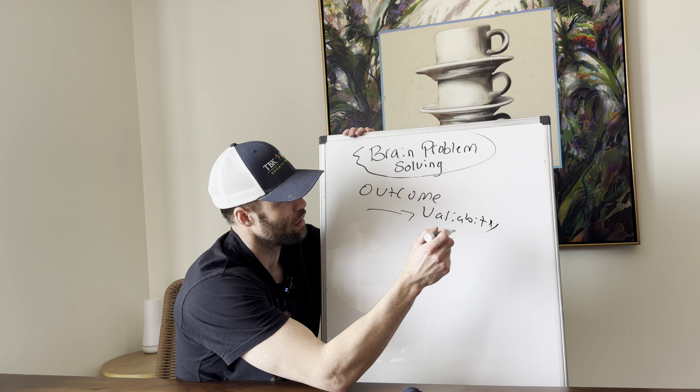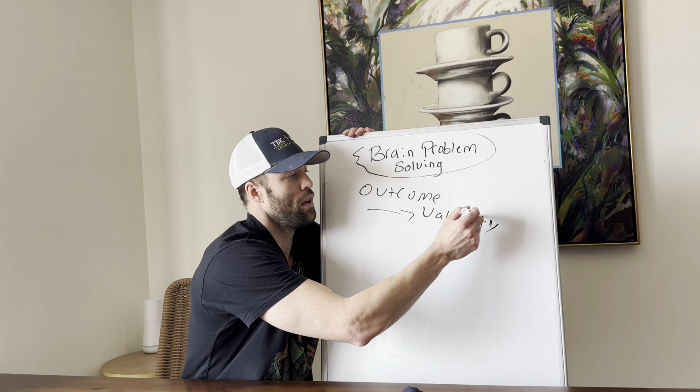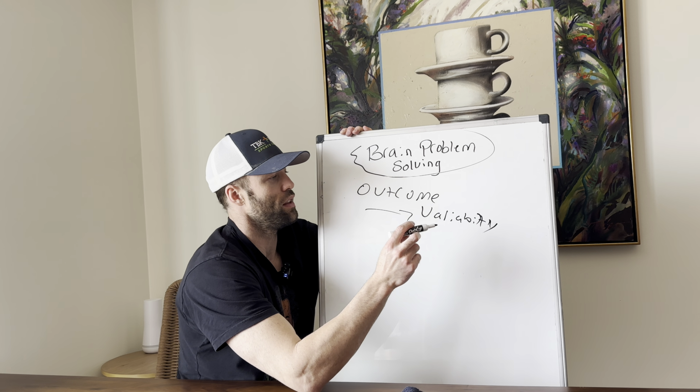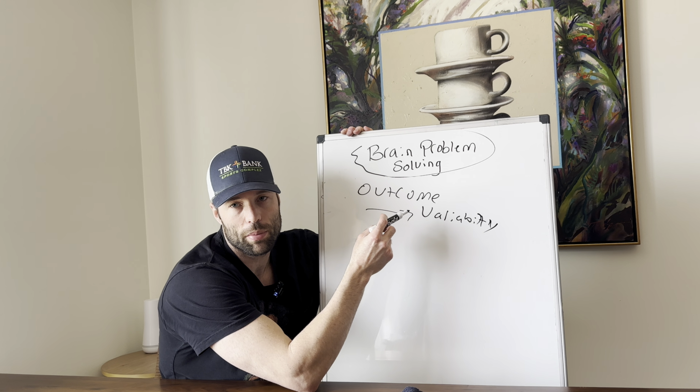I spelled variability wrong right now. Variability. I'm missing an L somewhere. I don't know, somewhere in ability. I can't see that for some reason. Wow, that's embarrassing. Outcome variability.